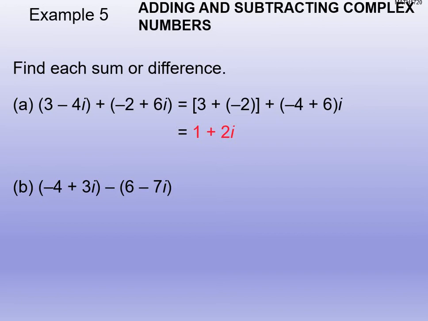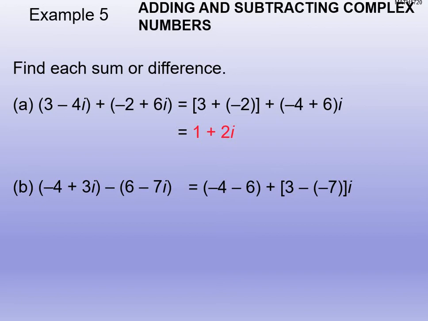Maybe pause the video, see if you can do the next one on your own. Just be careful, you've got to distribute that negative. So, reals with reals, imaginary with imaginary. When we do this one, we have -4 plus 3i minus the quantity of 6 minus 7i. So we've got to be careful and distribute that negative through. You're going to get -4 plus 3i minus 6 plus 7i.